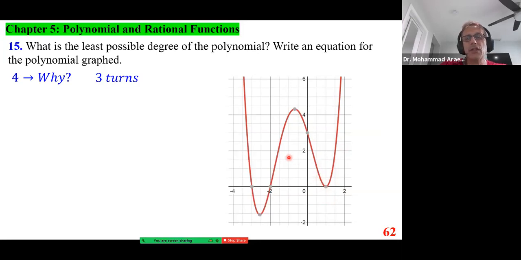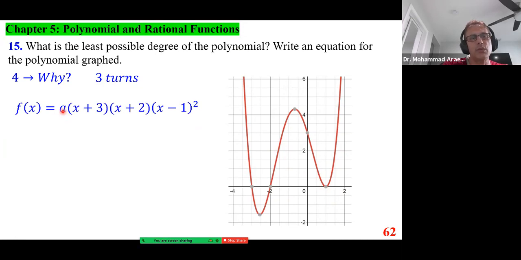So what sits in front? We don't know. We put the a in front. So take a look at what we are going to do. This a, because we don't know what is the leading coefficient. x plus 3 from here, x plus 2 from here, x minus 1 from here. And this one has exponent 2. And notice this is of degree 4.